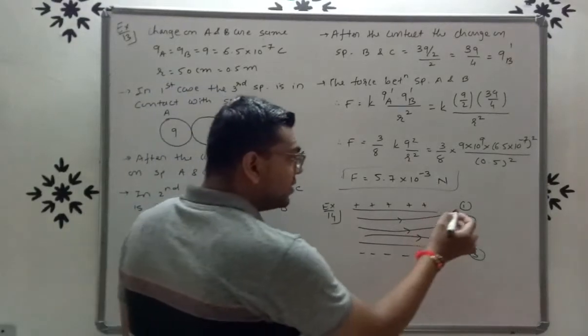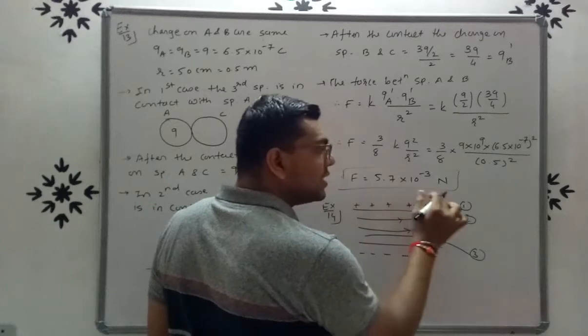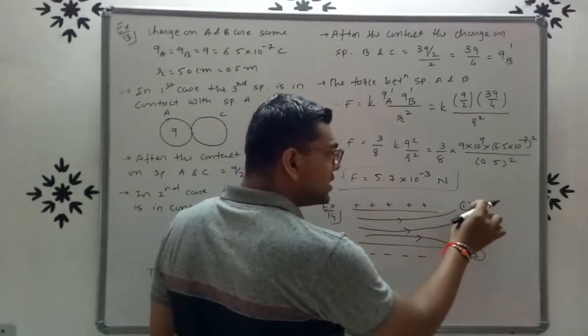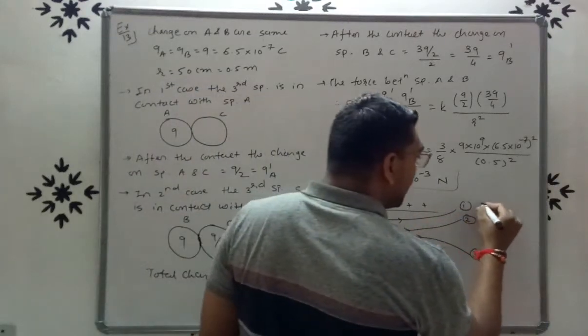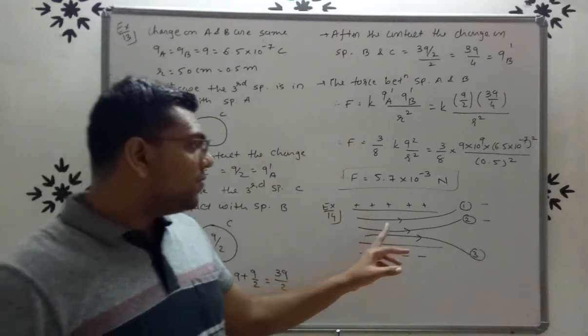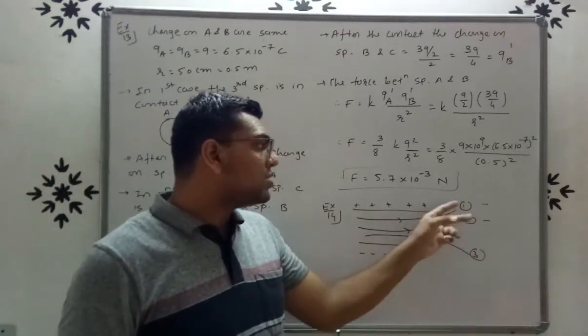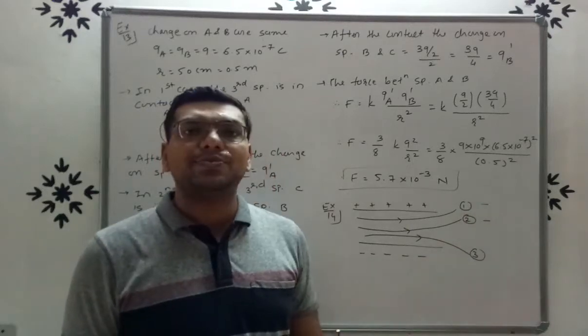So here this 1 and 2 are attracted towards the positive charge. So why are 1 and 2 attracted? Because 1 and 2 are negative charges, right? So as shown in the figure, 1 and 2 are attracted towards the positive charge. So 1 and 2 are negative.